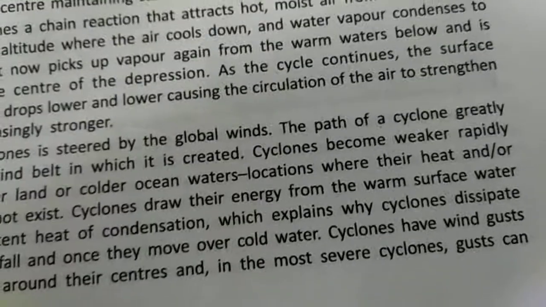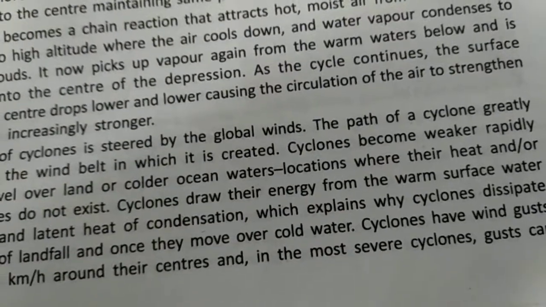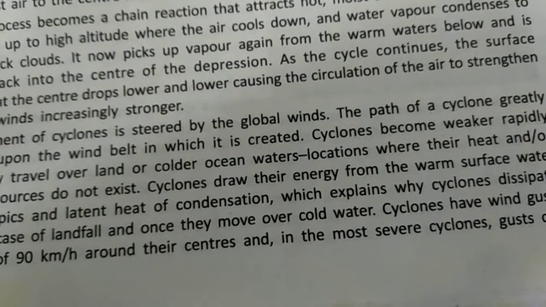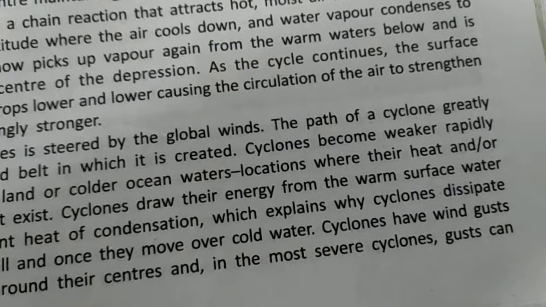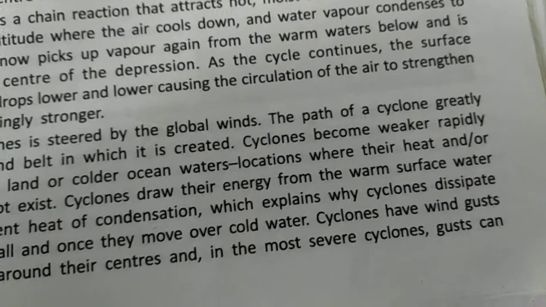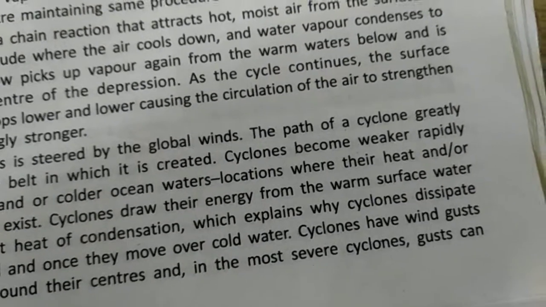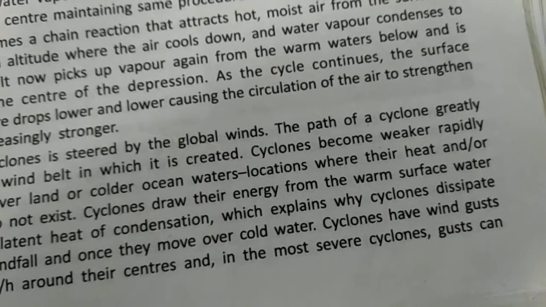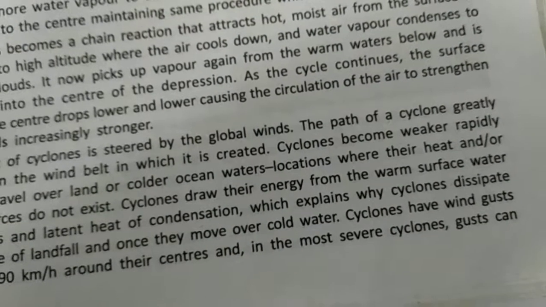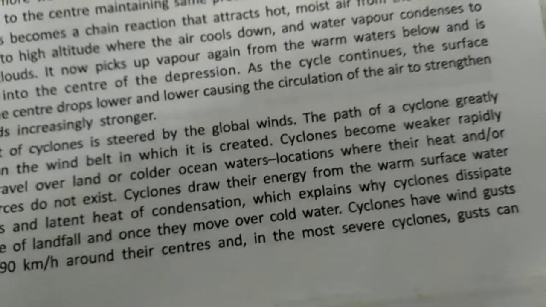Cyclones become weaker rapidly when they travel over land. When they are traveling over land or in cooler oceans, they become weak as the water is cool. In locations where there is heat and moisture, they get sources and so they move faster. But in cooler places, they do not get that source of moisture, so they become slow.